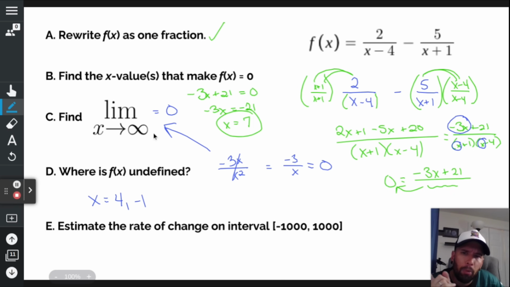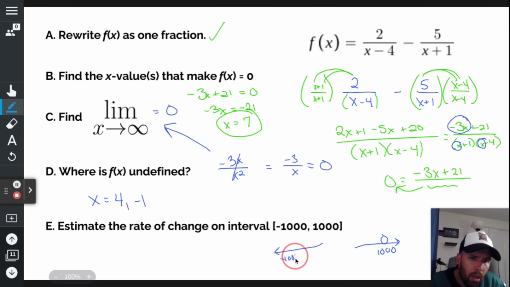If the limit as x approaches infinity is 0, that means my graph is going to be way over here at right around 0. So if I were to plug in 1,000, I'm going to get 0. Similarly, if I were to go to negative 1,000, no matter which infinity I plug in, this is still going to be 0. So this is basically going to be 0. So the rate of change would be, what's the difference between 0 and 0?